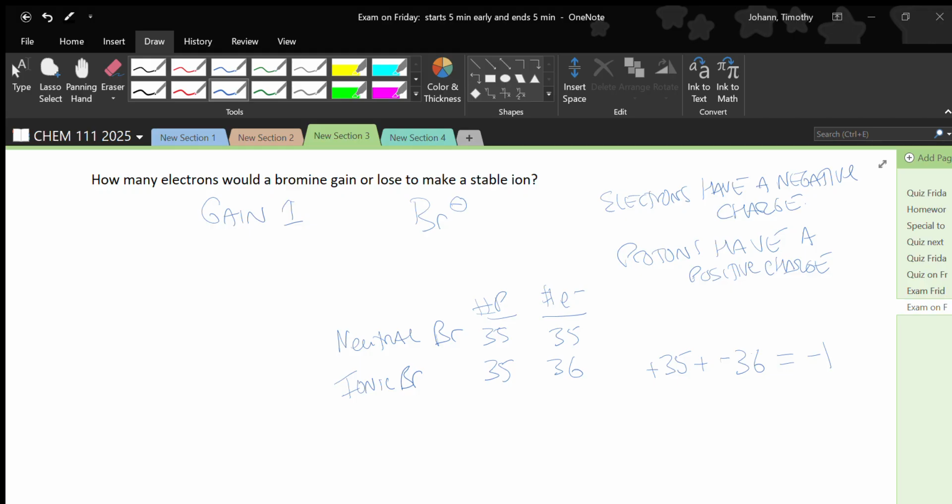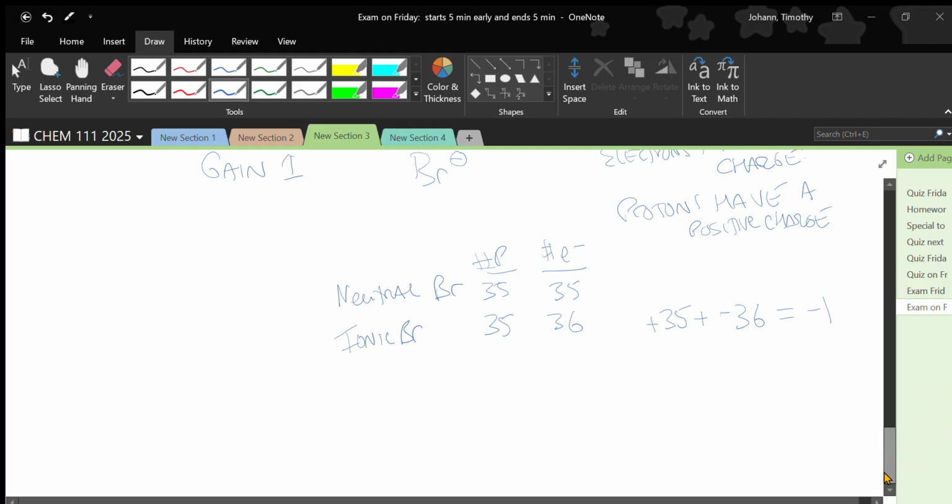Okay, so calcium would lose 2, and what would its charge be? Plus 2. Right. Okay. So we'll just write down the result here. So calcium loses 2 electrons to become a stable ion.